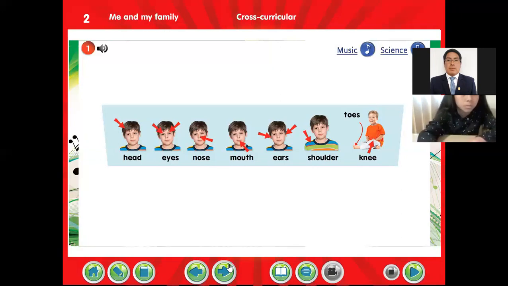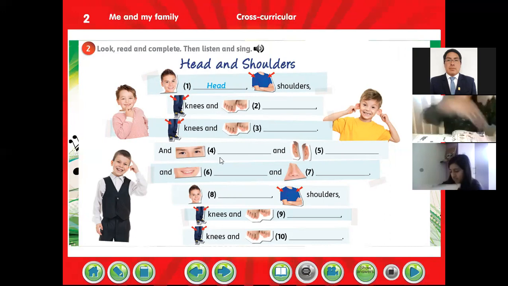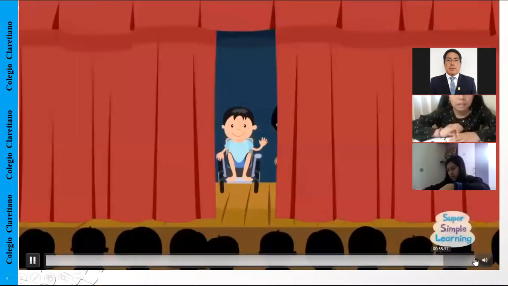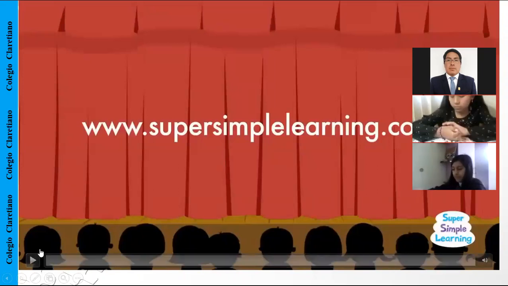Now, in your book, please, in the activity two, we are going to complete again. This is the song, Head, Shoulders, Knees, and Toes. We are going to complete, please. I'm going to put you the song one more time, and you complete. Page 23 in your books. Now, listen again to the song. Listen one more time to the song and complete with the parts of the body. Let's listen.